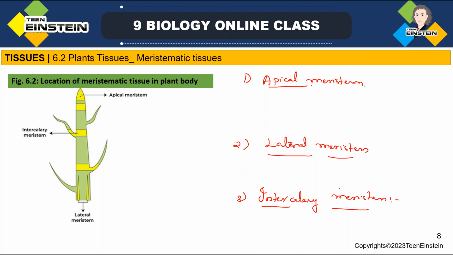Apical meristem, lateral meristem. Based on the position in the plant body where it is present, meristematic tissues are divided into three: apical meristem, lateral meristem, and intercalary meristem.